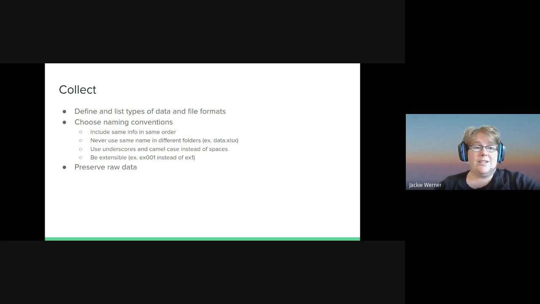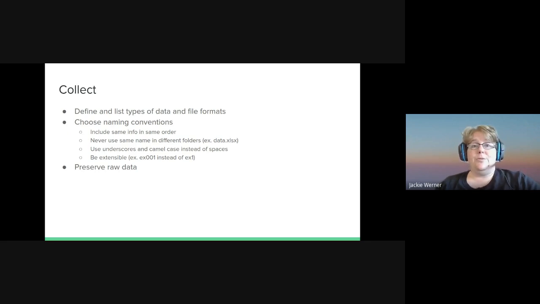And also, you want it to be extensible. For example, if you know you're going to be collecting hundreds of data points, then you're going to want to put zeros at the beginning of the number from the start. Then when it's listed on your computer, it'll be listed in correct numerical order instead of 1, then 10, then 11, etc. And finally, you want to preserve your raw data.